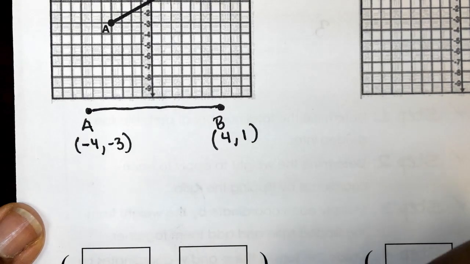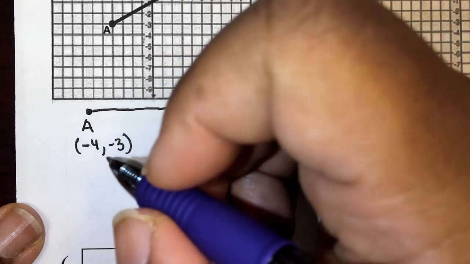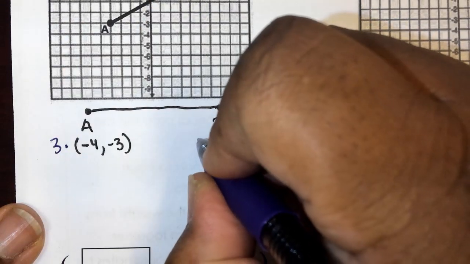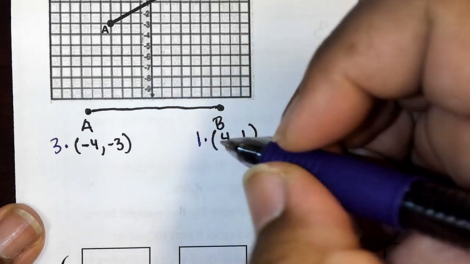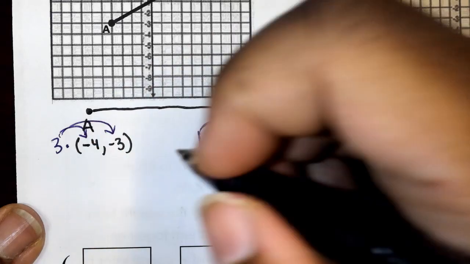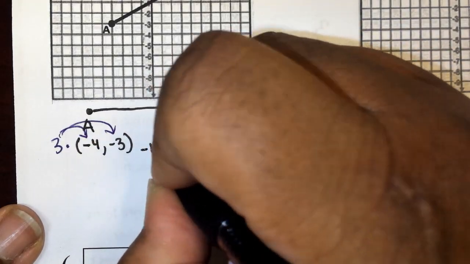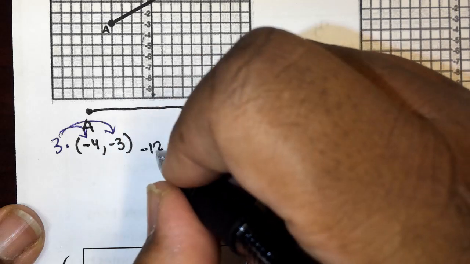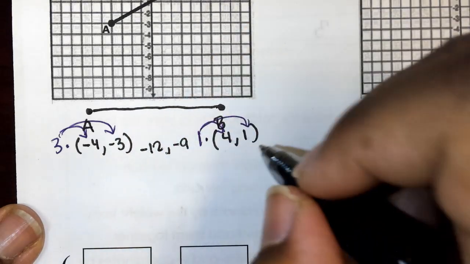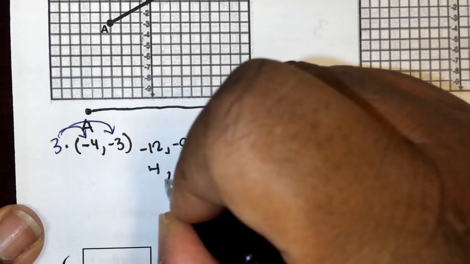After that, just make sure you apply the ratio correctly. What am I timesing A by? Let me say that correctly. 3. And B? 1. Alright. Distribute. In the middle here, I'm going to get negative 12, comma, negative 9. Over here, I'm just going to get 4 and 1 when I times by 1.